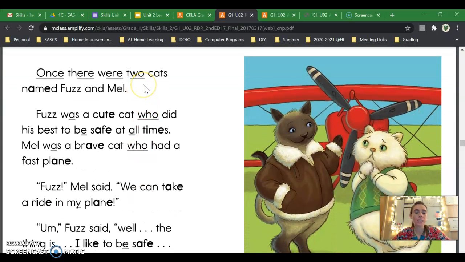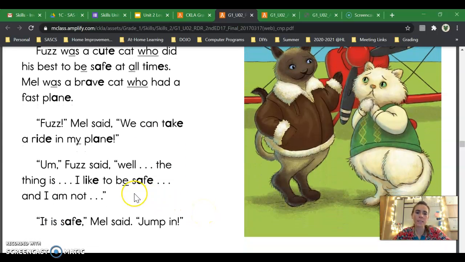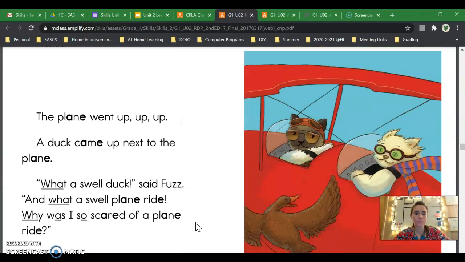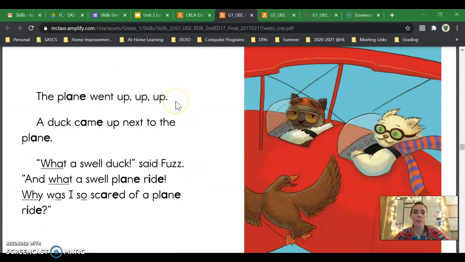Once there were two cats named Fuzz and Mel. Fuzz was a cute cat who did his best to be safe at all times. Mel was a brave cat who had a fast plane. "Fuzz," Mel said, "we can take a ride in my plane." Fuzz said, "Well, the thing is, I like to be safe, and I'm not." "It is safe," Mel said. "Jump in." The plane went up, up, up.